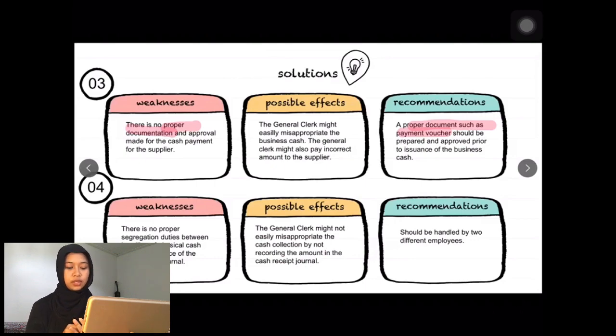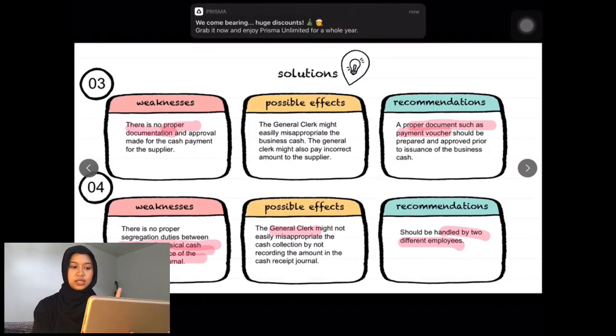Okay, so the recommendation, the thing is dia banyak buat kerja, duties between handling of physical cash and maintenance. Okay, sorry, typo sikit. Segregation duties between handling of physical cash, maintenance of the cash receipt journal. So dekat sini dia ada dua kerja kan. So the general clerk should handle the duties should be handled by 2 different employees. Tak boleh lah dekat general clerk sahaja.